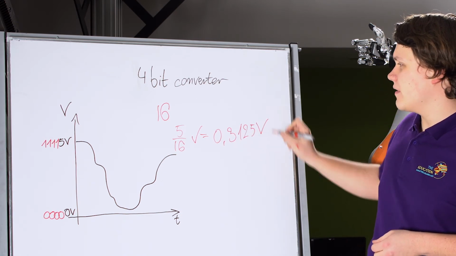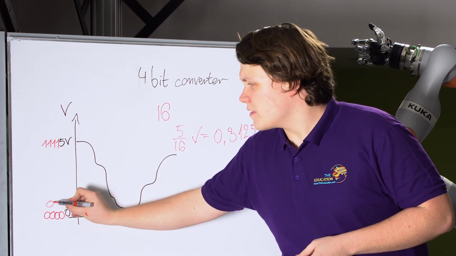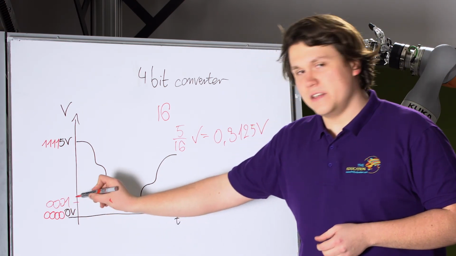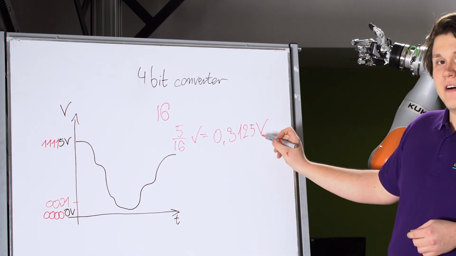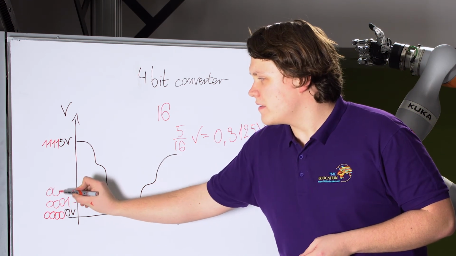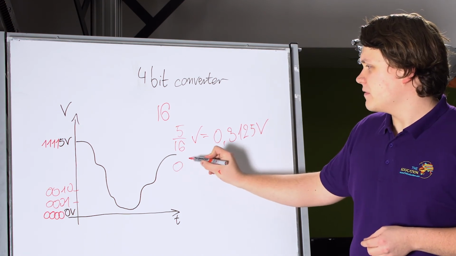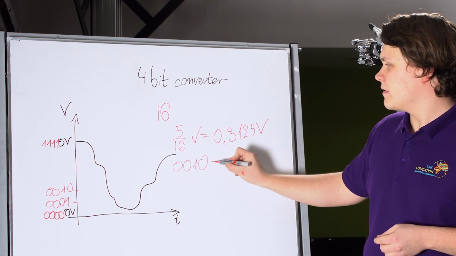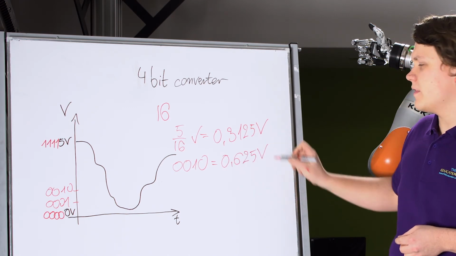0.3125 volts. So if we have the digital number 0001, it means it is 0.3125 volts. And if we have 0010, it means we have 0.625 volts.